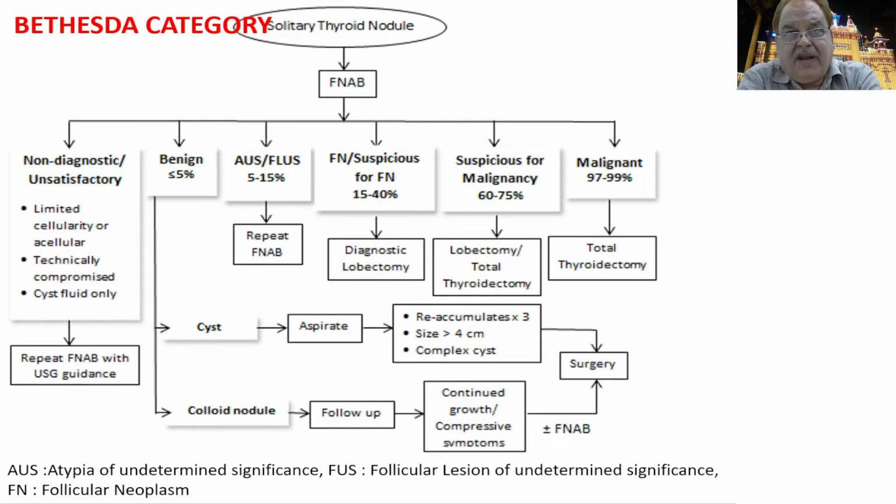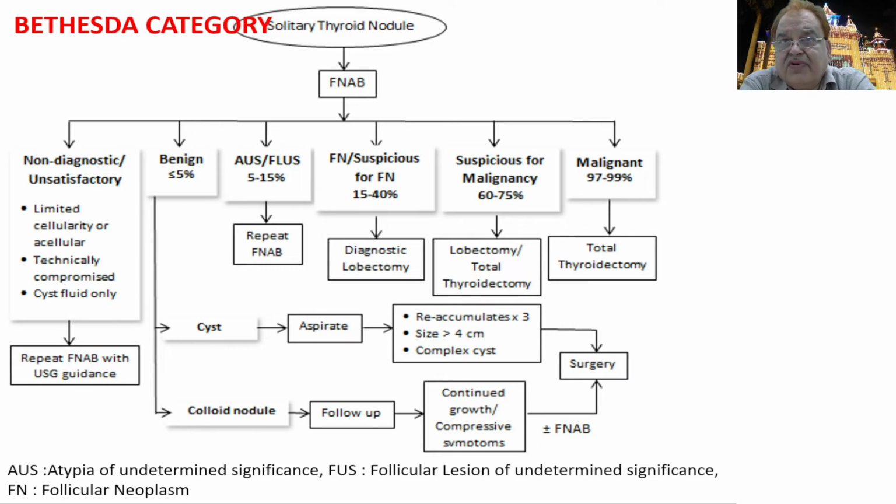Then it can be a benign variety, usually in less than 5%, or it can be atypia of undetermined significance or follicular lesion of undetermined significance. In those cases, you have to repeat the FNAC. The third is follicular neoplasm or suspicious for follicular neoplasm. It's about 15 to 40% of cases.